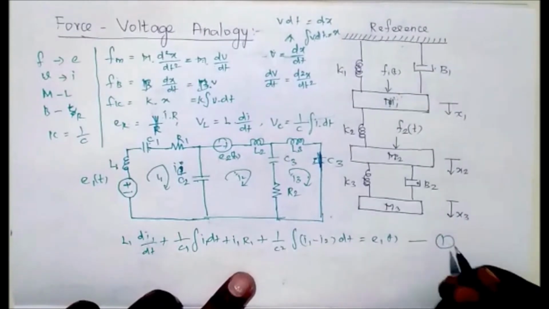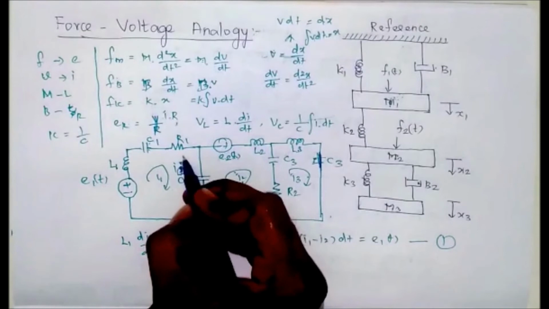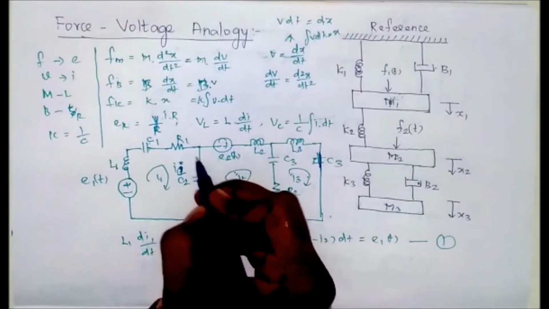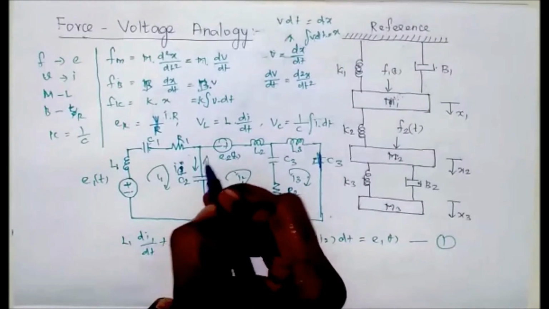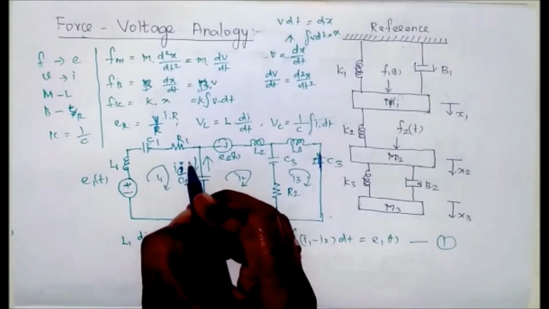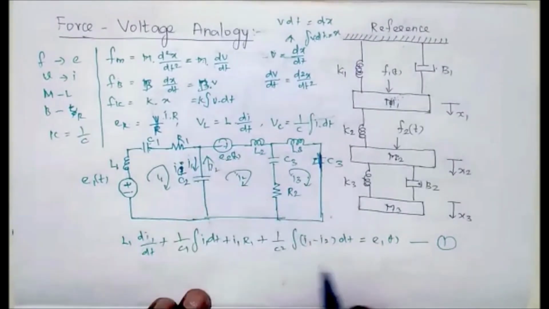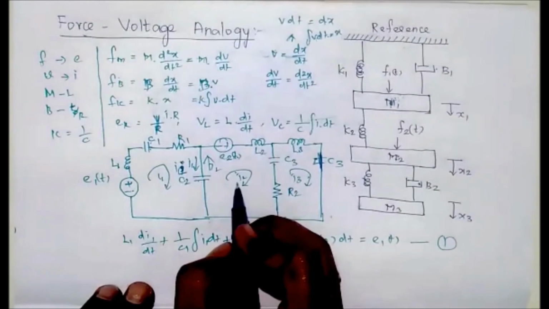Now we can consider this as equation number 1. For the current through this capacitor, there is an input current I1 here, and here there is an opposite polarity current. While writing the mesh equation for this loop, it is I1 minus I2. Therefore here I1 minus I2.